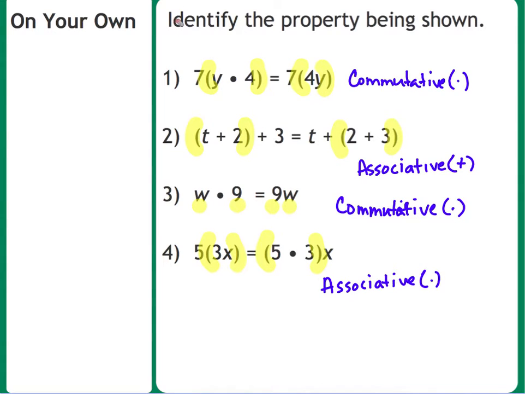Alright, so the first one is the commutative property. The order changed, even though we have parentheses. What changed was the y and the 4 switched places. Okay, next, the associative property. We changed what's inside the parentheses from t plus 2 to 2 plus 3. For 3, we changed the order of the w and the 9. And number 4, we changed what's inside the parentheses. First expression was 3 times x, then it was 5 times 3.